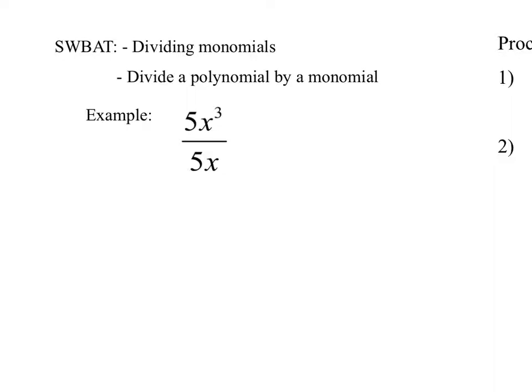All right, so we are dividing today. We did adding, subtracting, multiplying, and now we're doing dividing. So dividing monomials. This is a monomial. Remember, one term. So a monomial has one term, and a polynomial has many. Poly means many, so it's many terms. So right now, this is a monomial divided by a monomial.